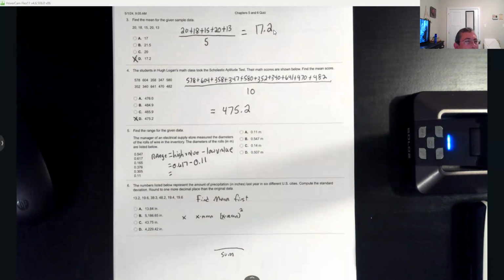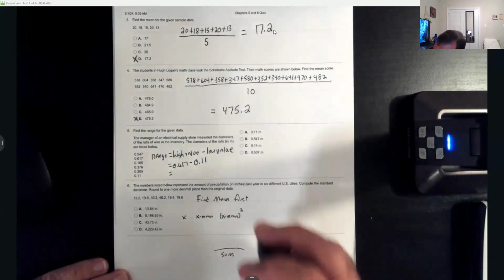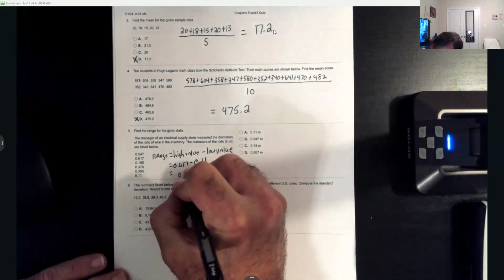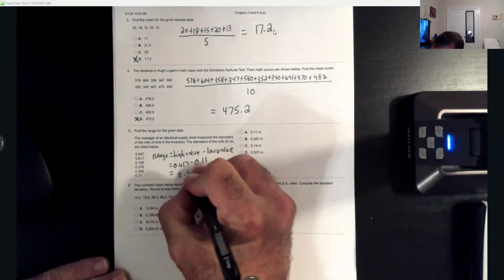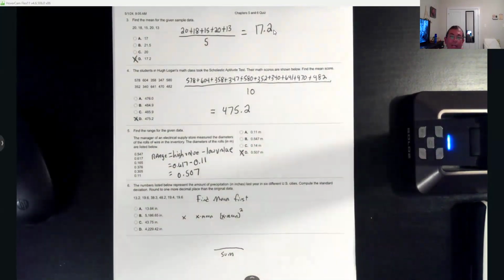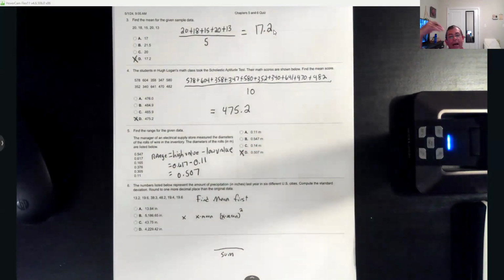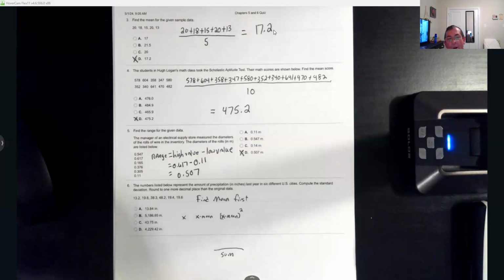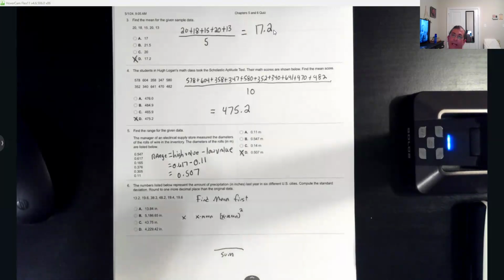All right, Griffin, you're up there. What you got? A D, which is what? 0.507. Good job. So y'all, that one would be D. So that's what's nice about the range. You're just looking at the highest number and the lowest number and doing that little bit of subtraction, okay?